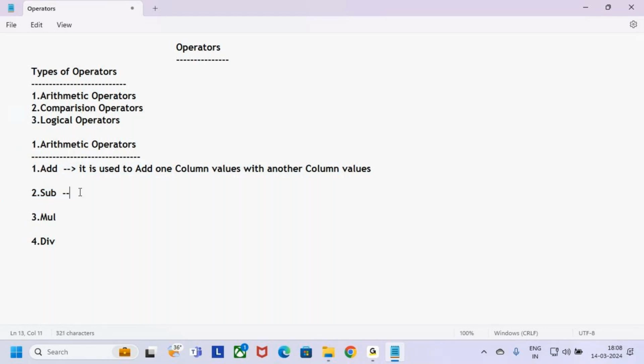And the next one is subtraction. What is the functionality of subtraction? It is used to get the difference between the two values.